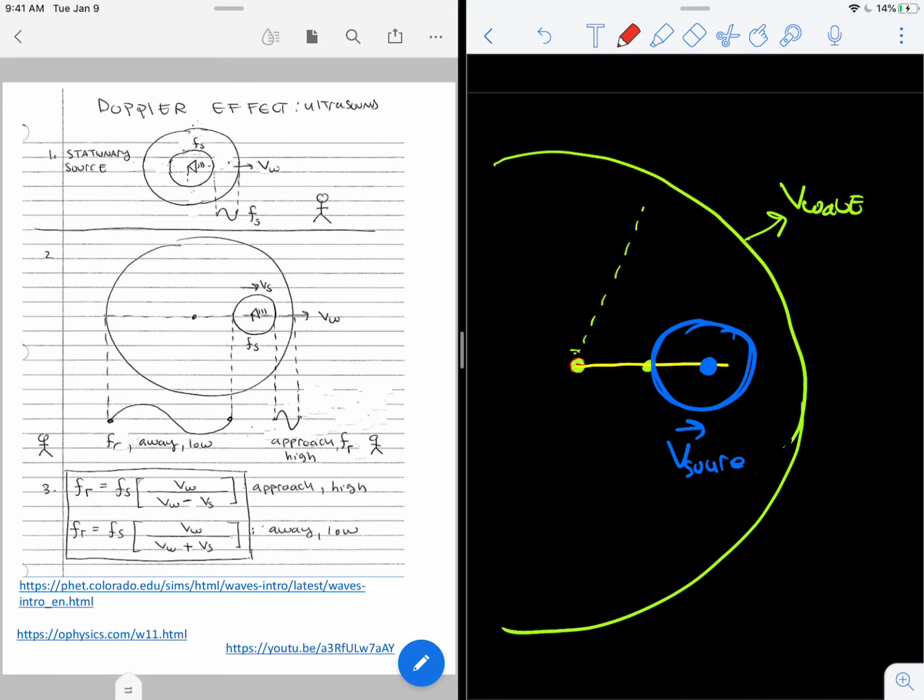So if there's a person standing in front, what they're going to observe for the wavelength is again going to be the difference or the distance between the two circles. So here this is going to be a small distance. So that's going to correspond to a small wavelength or a high frequency.